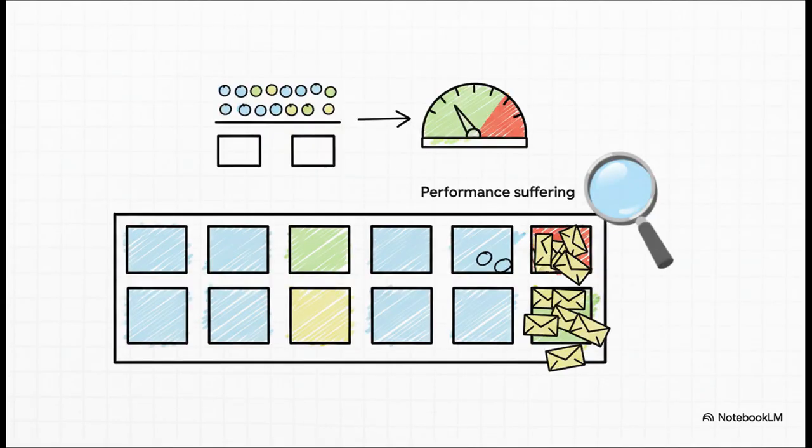To keep this under control, we track a metric called the load factor. It's a really simple idea. It's just the number of items you have stored divided by the number of mailboxes available. Think of it like how crowded the system is. If this number gets too high, our mailboxes get too full, and performance starts to take a hit.